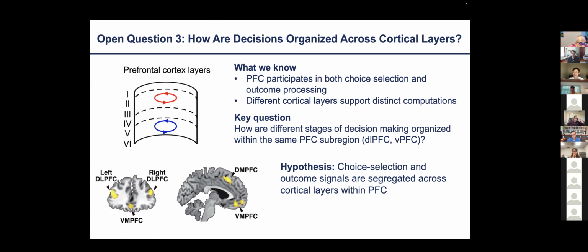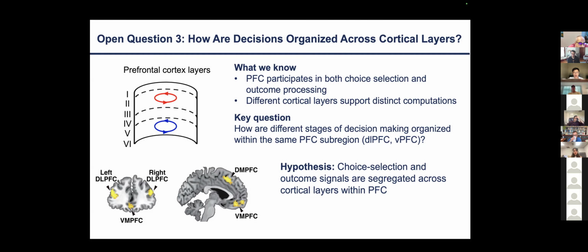So prefrontal cortex participates in multiple stages of decision making, and we know different cortical layers can support very distinct computations, like in working memory, where different layers are involved in different stages. So here our key question is how different stages of decision making are organized within the same prefrontal region or subregions. Our hypothesis: choice selection and outcome signals, the different stages, will they be segregated across cortical layers within prefrontal cortex or subregions? So this is our third question we want to answer.